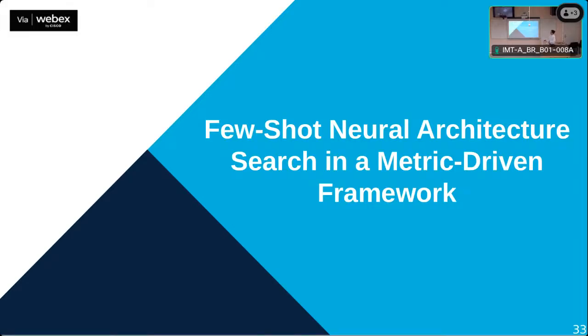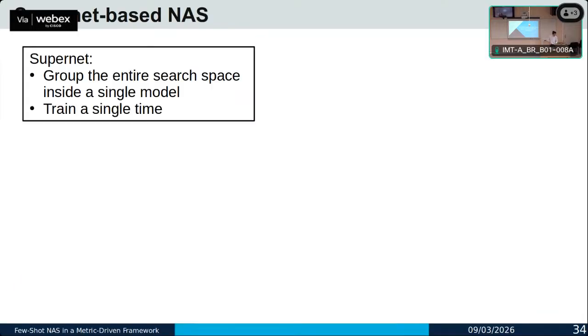All right, so now with all of the theoretical background explained, we can move on to the core contributions of this thesis. The first one will be our contribution to generalize the few-shot neural architecture search framework using the zero-cost proxies. In order to understand what setting we are placing ourselves in, we must first understand the concept of SuperNet-based neural architecture search. The basic idea of the SuperNet is that instead of training each architecture separately, we group the entire search space inside a single model. And then because this model represents the entire search space, we only need to train a single time to obtain the performance of all other models in the space.